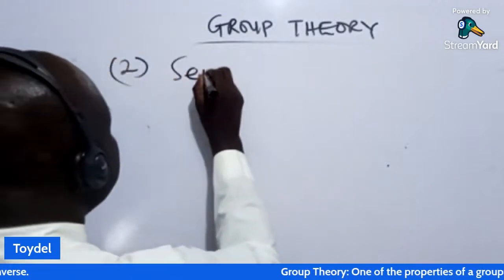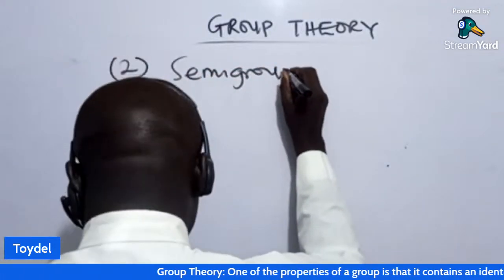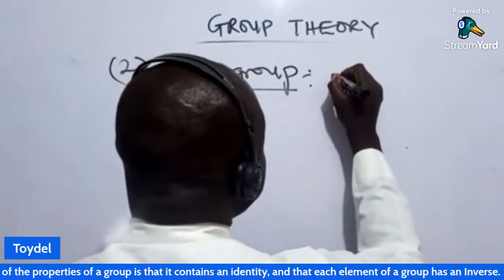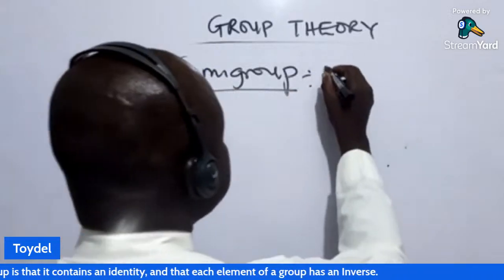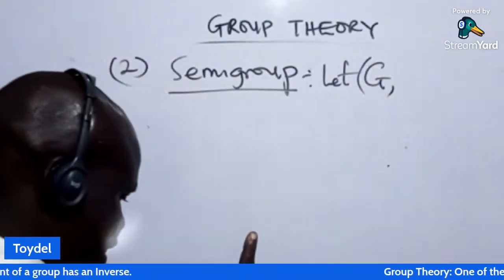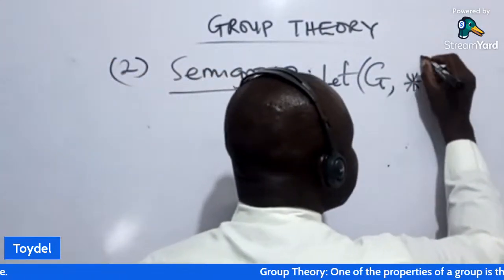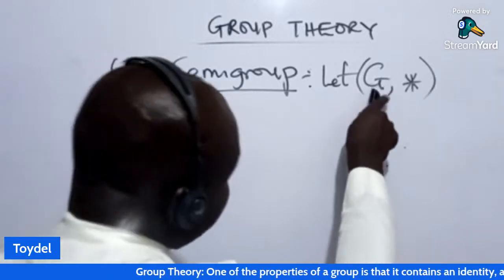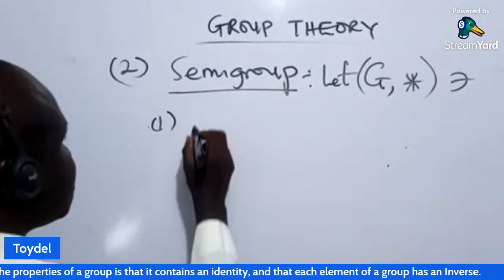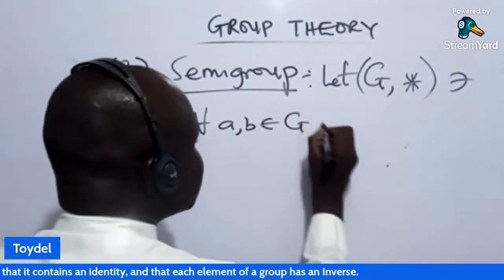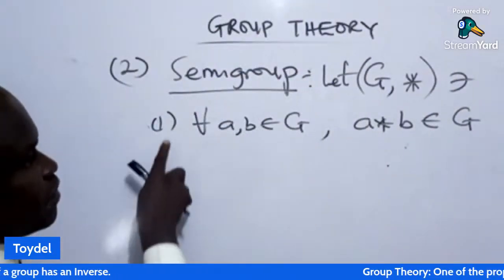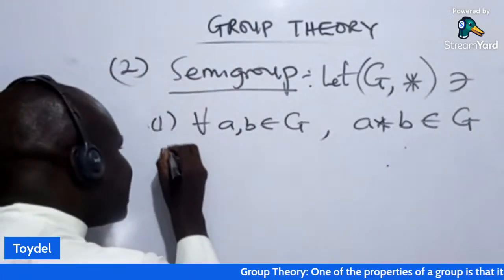The second one is called the semi-group. So what do we mean by this semi-group? How do we define a semi-group? We said let G be a non-empty set. This G must be a non-empty set. And asterisk a binary operation defined on G, such that, Roman figure 1, for every element a, b that belongs to G, we can find a asterisk b in G. That is the first property that gives us the definition of a groupoid. Then there's another property here, the second one.